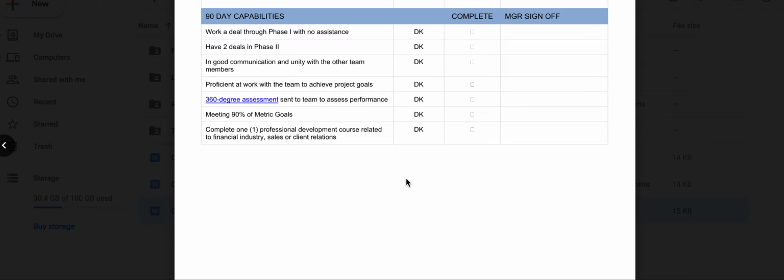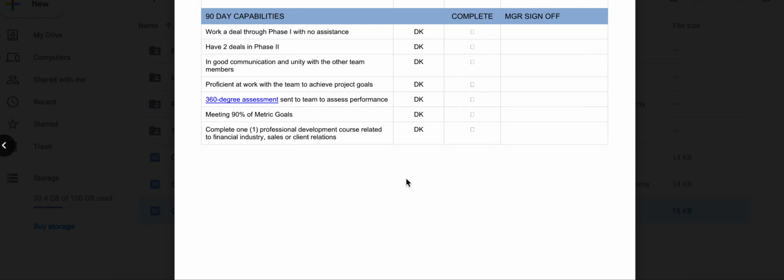You'll have to be in good communication and unity with the other team members. You need to see that there's synergy there, that there's a general sort of connection. You'll have to be proficient with the team to achieve goal projects. A lot of things we're doing to help the community. You'll have to be involved in that. We'll do a 360 degree assessment sent to the team to assess you.